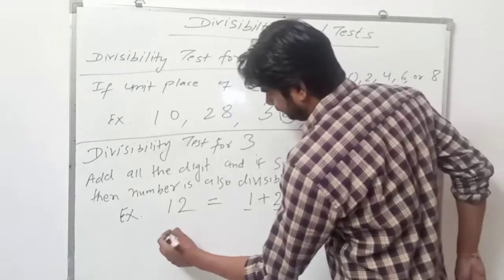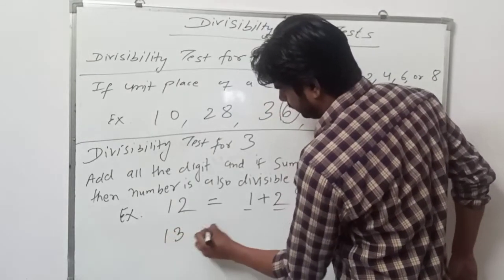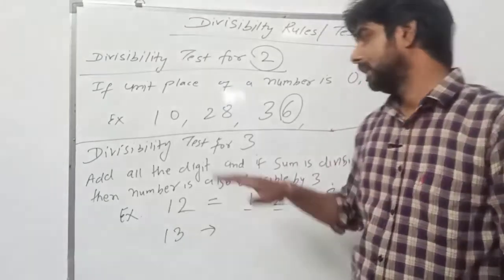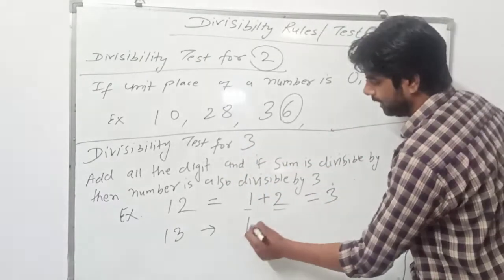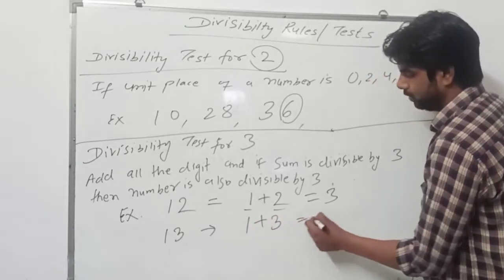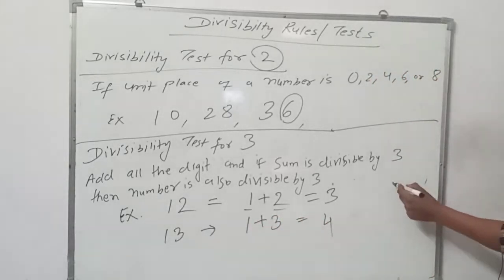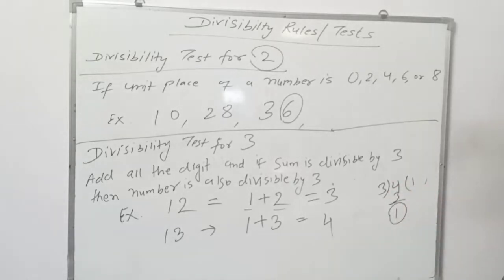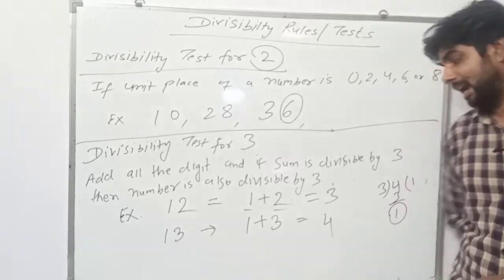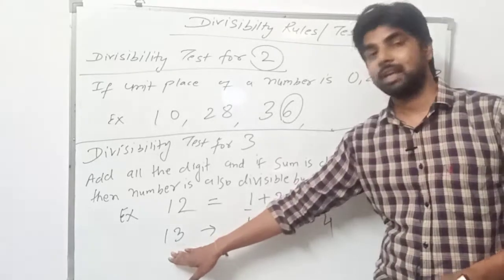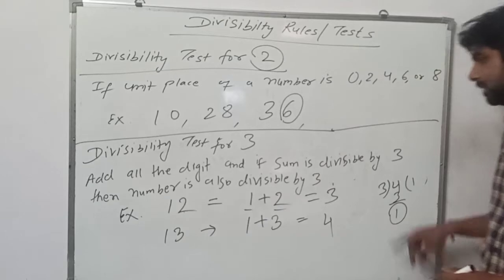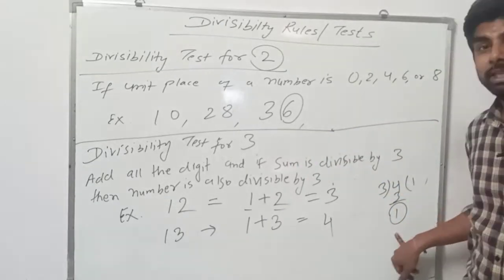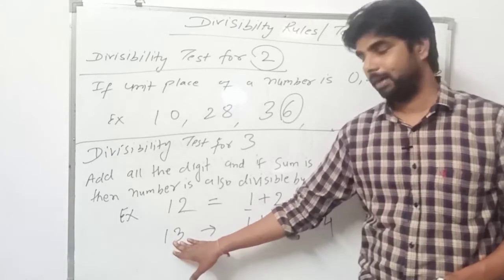Suppose I am writing 13. Now we have to find out whether 13 is fully divisible by 3 or not. So what will we do? We will add the digits: 1 plus 3 is equal to 4. Now is 4 divisible by 3 or not? 3 1s are 3. We will get 1 as our remainder, which means 13 is not divisible by 3 because 4 is not fully divisible by 3.